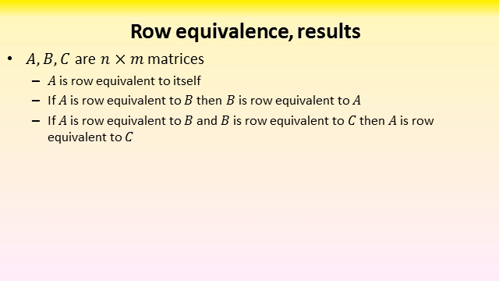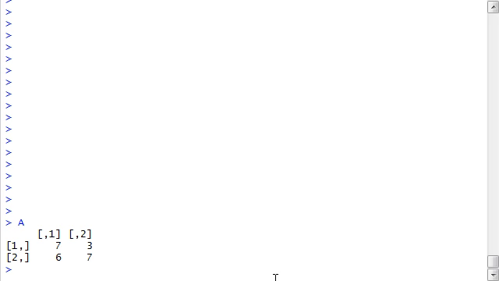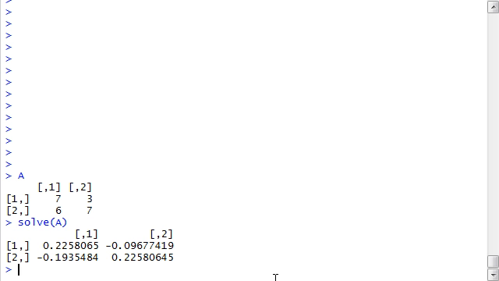Here is one of the most important results related to the inverse of a matrix. If A is a square matrix, keep in mind that elementary row operations and row equivalence applies to non-square matrices as well. But in this bullet point, A is a square matrix. Then A will be row equivalent to the identity matrix if and only if A is invertible. Here's an example, a 2 by 2 matrix. It's invertible with this inverse, and that means that A must be row equivalent to the identity matrix.